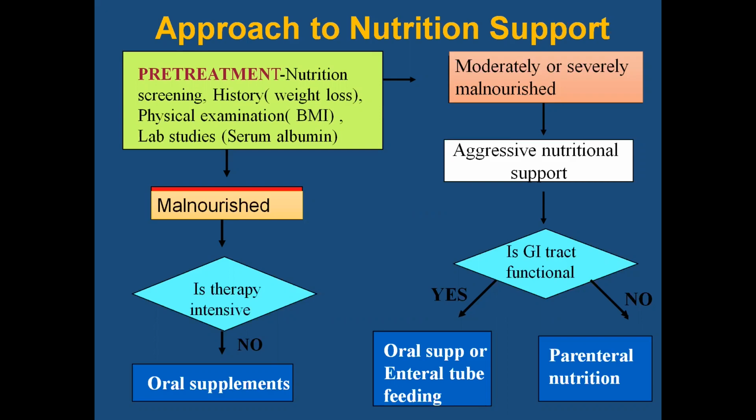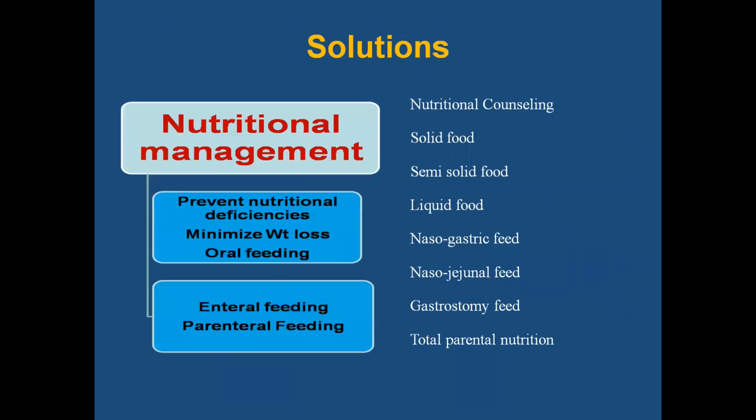If GI tract is functional, if yes, then go for oral supplement and enteral tube, and if GI tract is non-functioning, then go for parenteral nutrition. These are the solutions of nutritional management. अगर पेशेंट की डेफिशिएंसी को प्रिवेंट करने के लिए, उसके वेट लॉस को मिनिमाइज करने के लिए हम उसकी चॉइस के अनुसार पहले न्यूट्रिशनल काउंसलिंग करेंगे, फिर switch for solid food, then semi solid food, liquid food, then अगर patient इतना convenient है, then go for nasogastric feed, nasojejunal, gastrectomy and TPN.